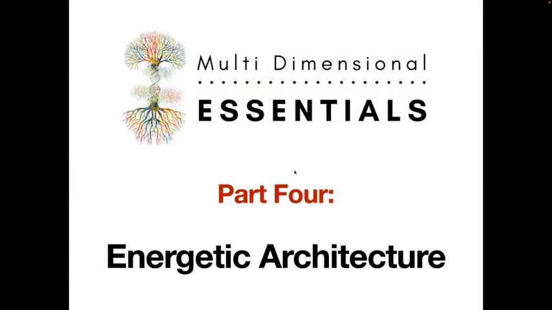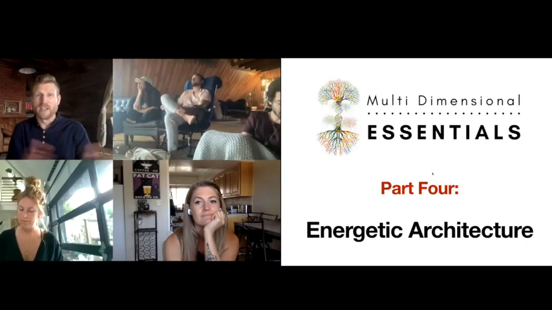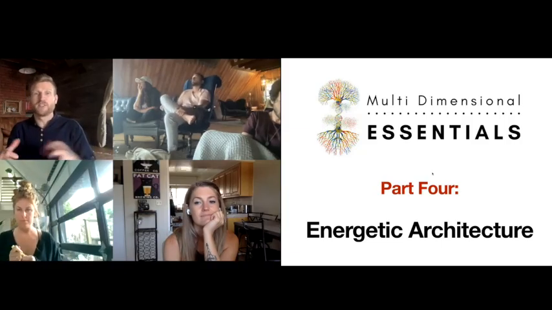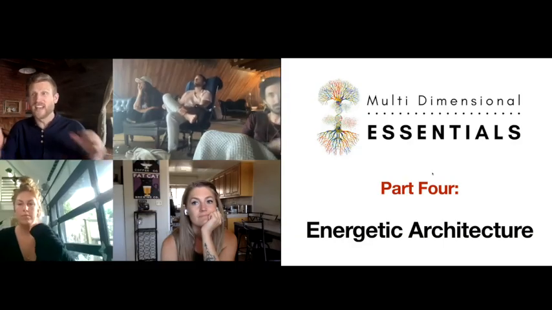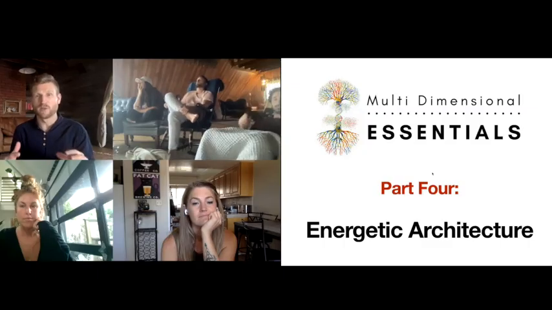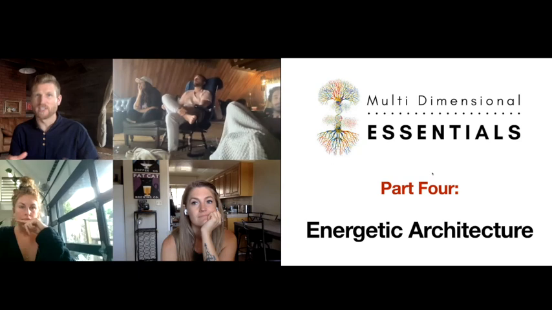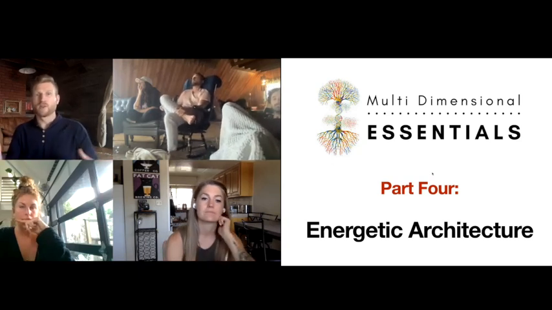Okay, welcome to part 4 of Multidimensional Essentials, where we're looking at energetic architecture. So we've looked at the 4 dimensions, 0, 1, 2, and 3, and we've looked at the very shape of space, how space is shaped necessarily, inevitably, the only possible way it can be in those 4 dimensions. And now this is where the rubber hits the road. This is where we start to see these things actually in our life.